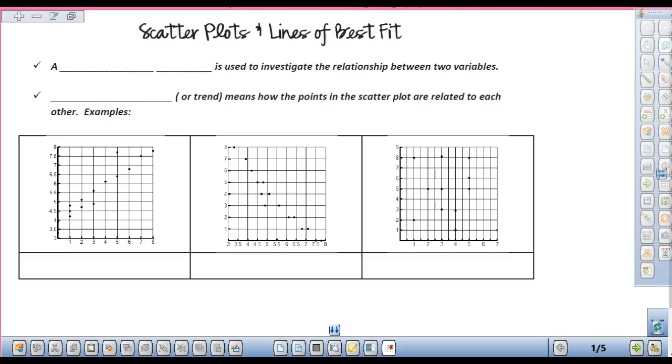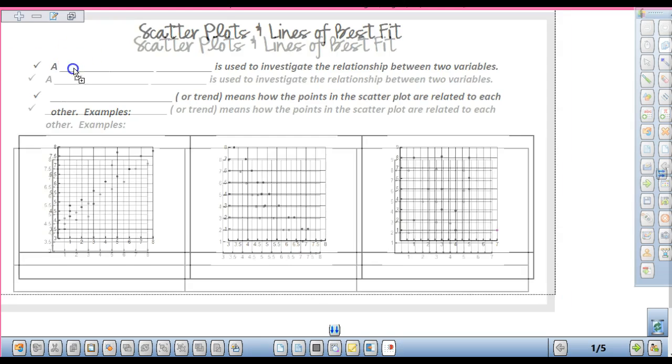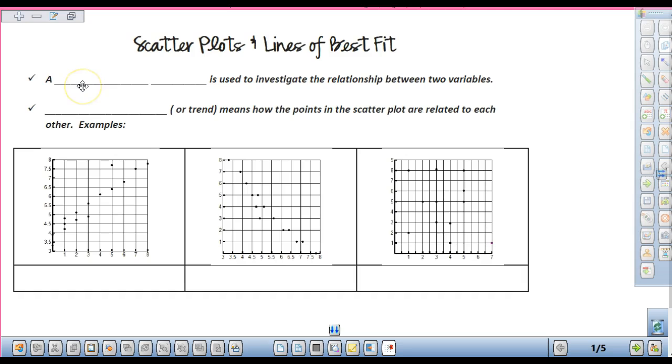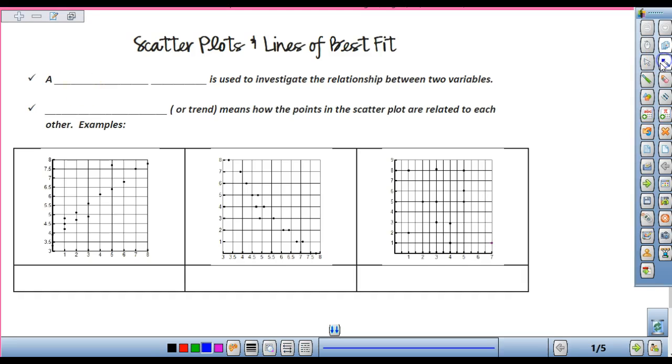Line of best fit. Okay, I think that you guys have done some things with this. I think it is scatter plot. Yeah. All right, so a scatter plot is used to investigate the relationship between two variables. Okay, and correlation.